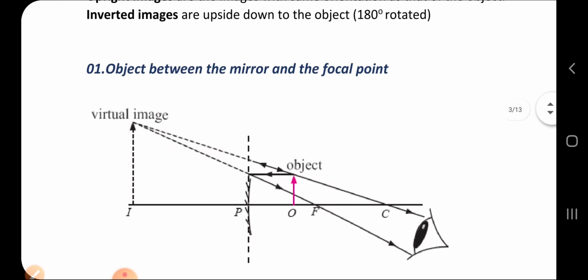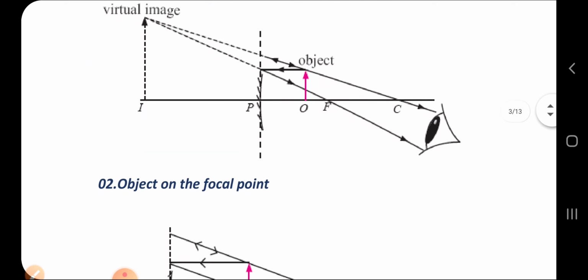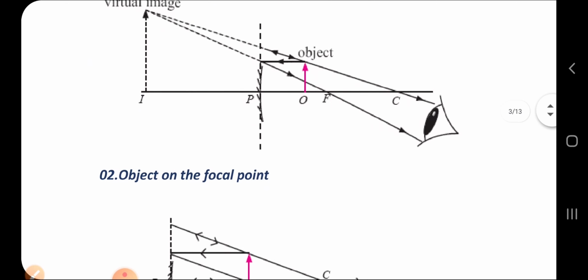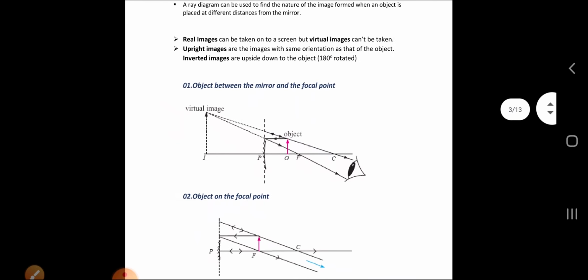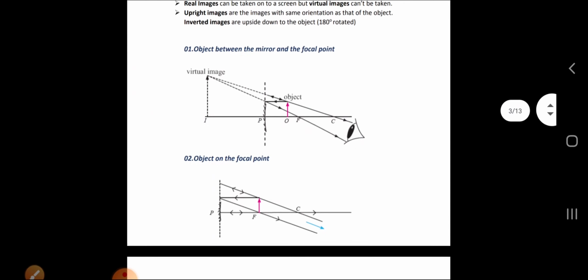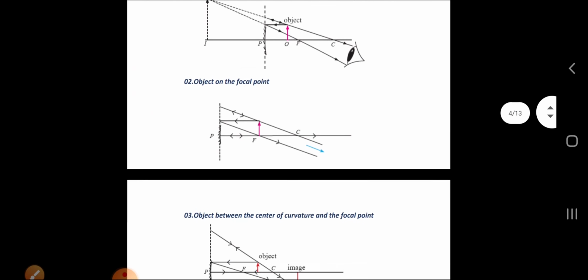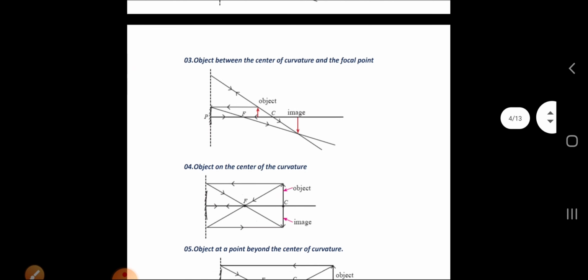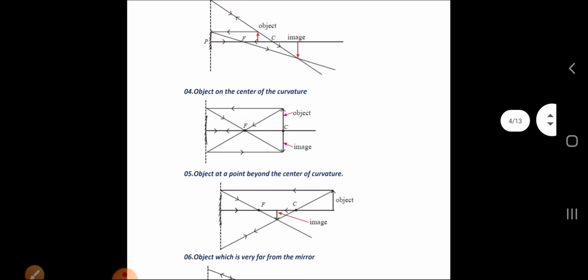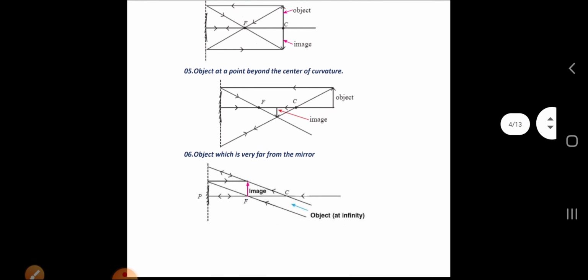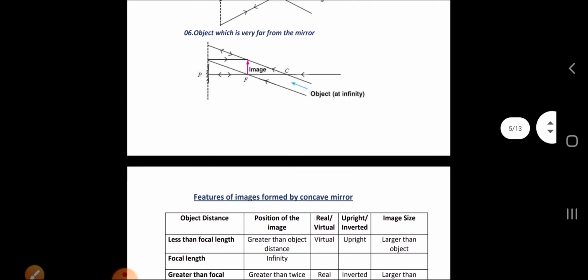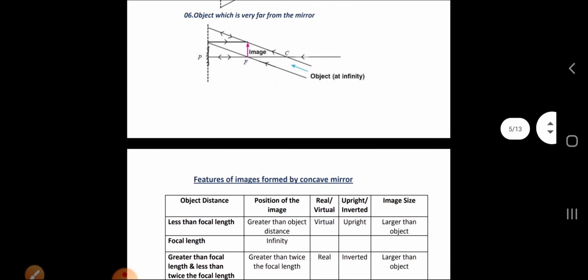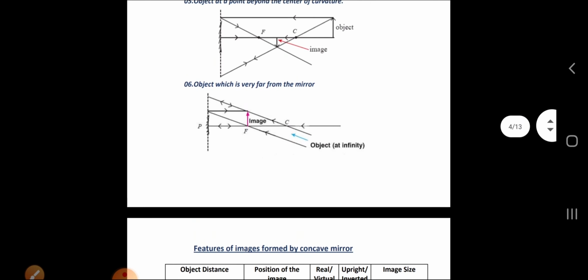As you can see in these diagrams, there are 6 places we are going to talk about where the object can be kept with respect to the mirror, right? So the position of the image, nature of the image, and size of the image depend on this position of the object with respect to the mirror. When the position of the object is changed, the nature, the size, and the position of the image will also change, right?